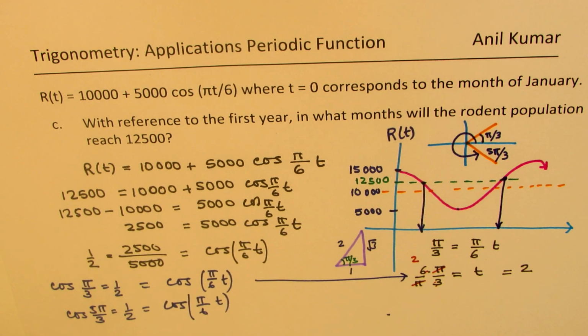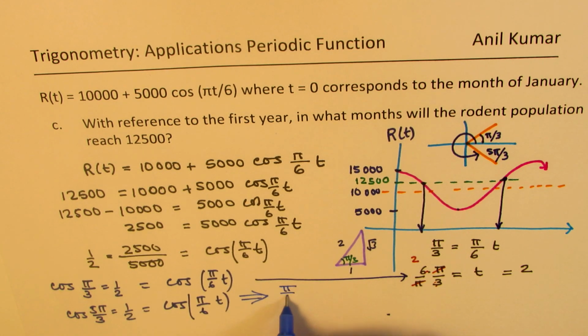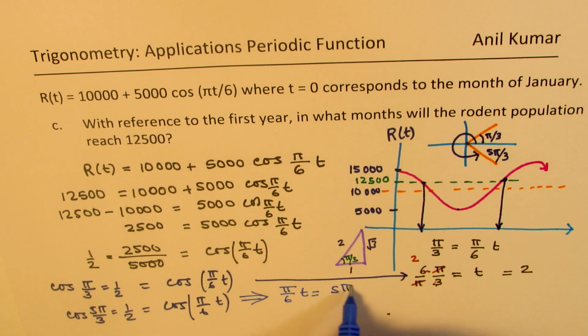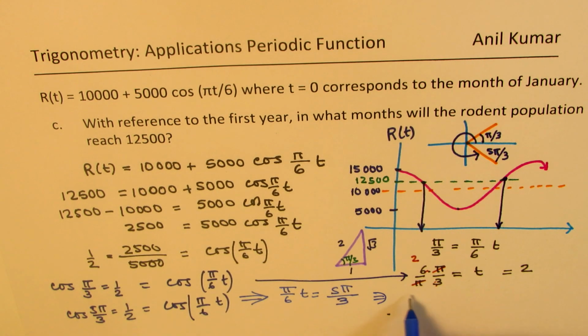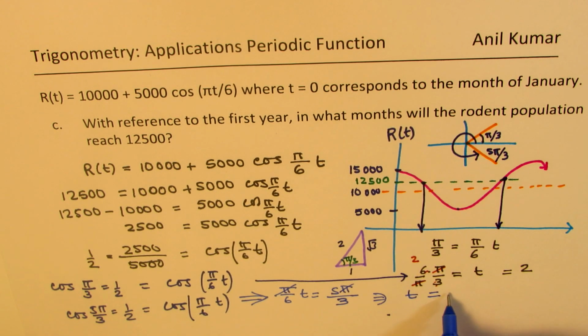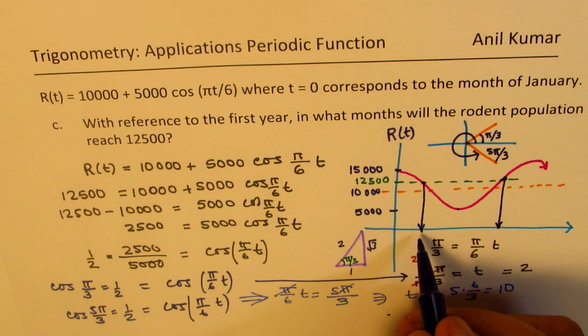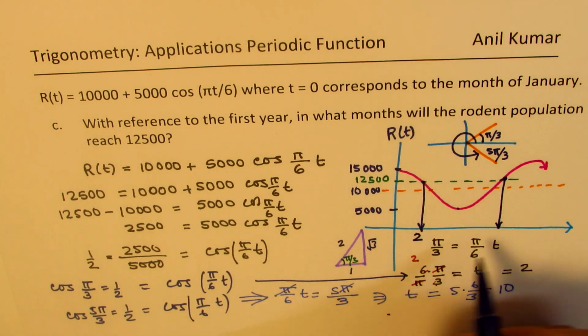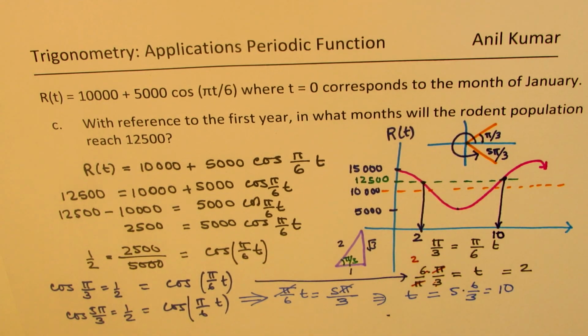So for the second answer, equating this, we have pi by 6t equals 5 pi by 3, correct? And that gives you the value of t as, pi and pi cancel, 5 times 6 over 3, which is 10. So at t equals 10 also, that will be the value. Is that clear to you? Right. So this value here is at t equals 2, and this value here is at t equals 10.